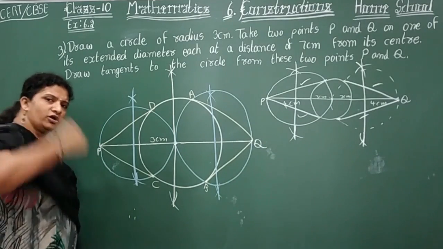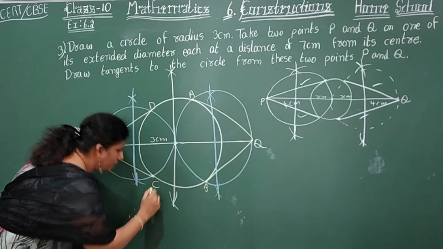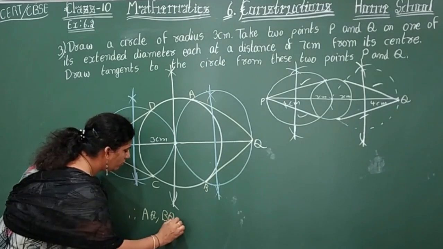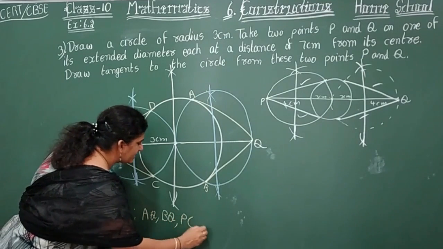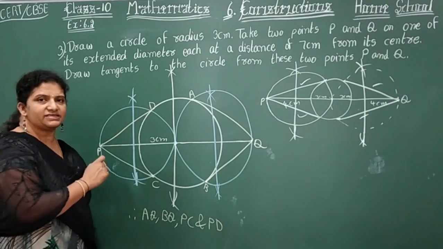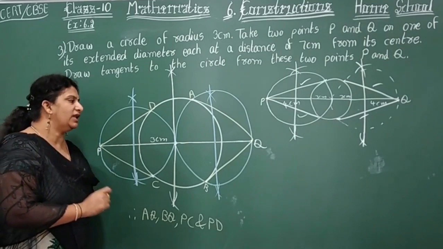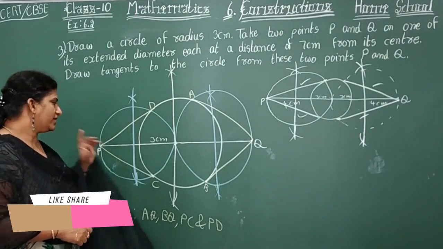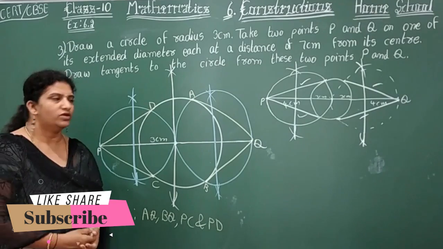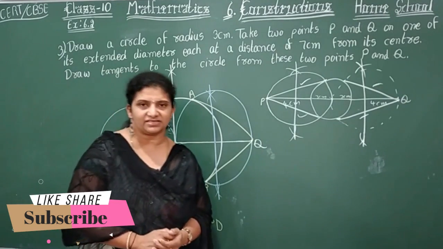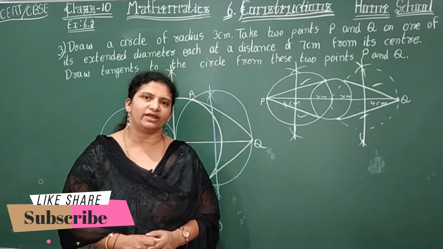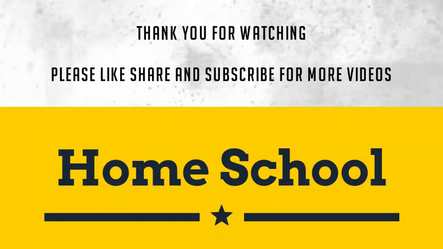Now look here. Therefore, what are you going to write here, children? Therefore, AQ, BQ and here PC and PD are the required tangents from the extended diameter of a circle having radius 3 centimeters. So these are the pair of tangents from P and that is the pair of tangents from Q. So here, children, the construction is very easy. Try to do the construction at least 2 times. So with this we are going to end our session, children. Thank you all.